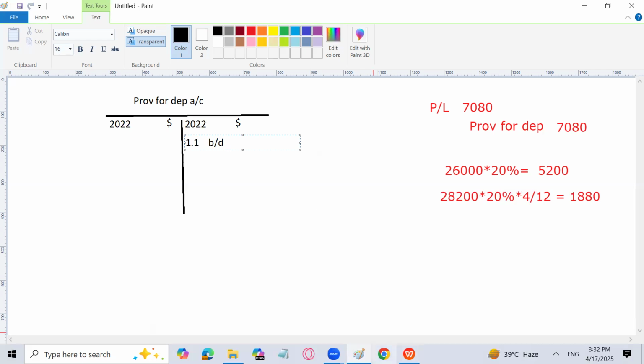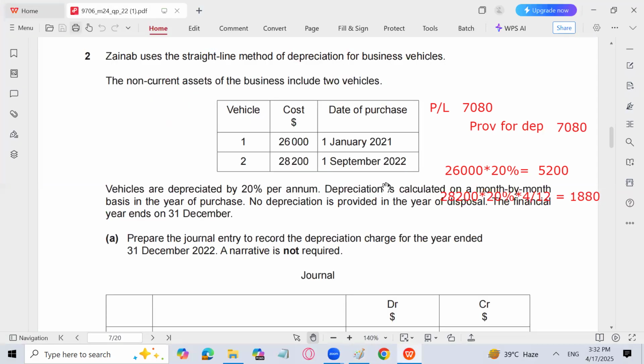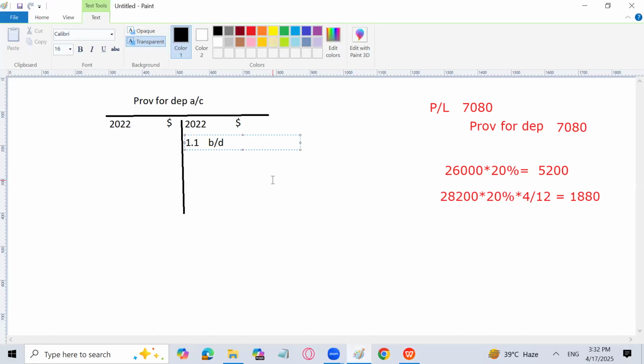So let's see. What is the depreciation? At the start of 2022, only one asset has been depreciated, which is vehicle number 1. And that is depreciated by 20% for the whole year. So the depreciation brought down is 5,200. It will remain the same, 5,200. That is for 2021. Okay, I can write it. 2021, 26,000 into 20%. That is 5,200. And for 2022, 26,000 into 20%. Again, it is 5,200.